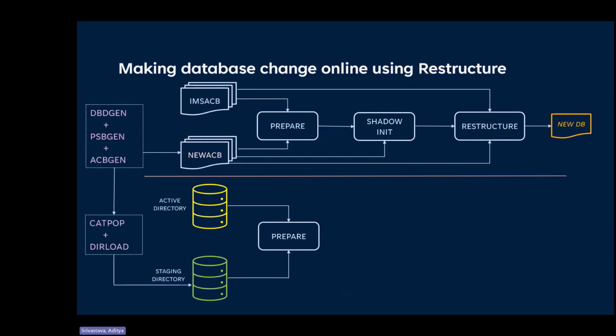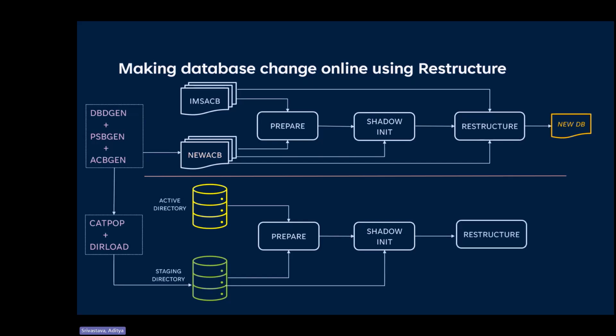And then it creates a plan file. We have to run shadow init after prepare. Shadow init also reads the plan file, which obviously I have not shown here. But shadow init only cares about the new control blocks, which in the managed ACB environment it gets from this staging directory. And then shadow init creates the shadow data sets and passes on.